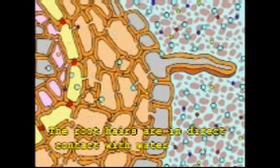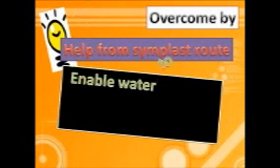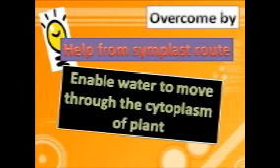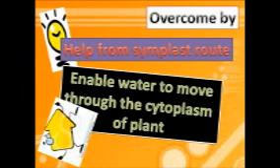The root hairs are in direct contact with water. The Casparian strip is overcome by help from the simplest route, which enables water to move through the cytoplasm of the plant. This pushes water up to the stem.